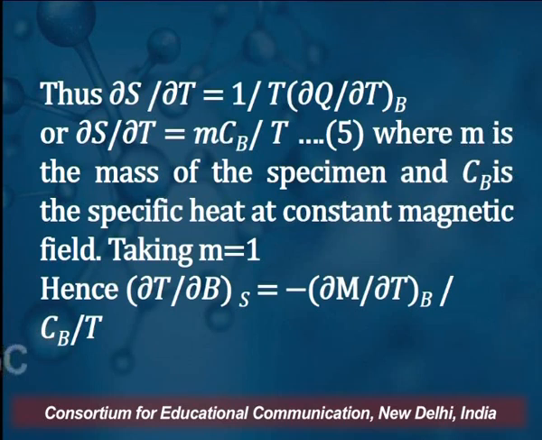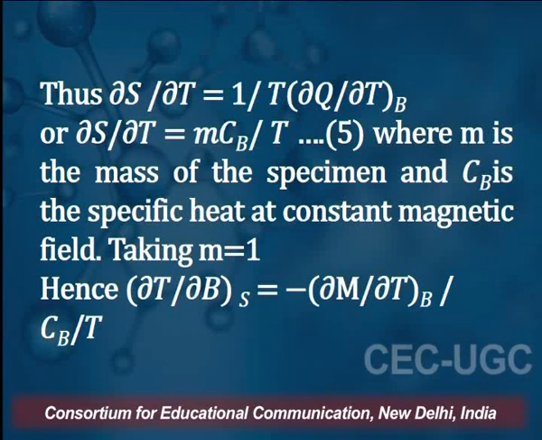Thus, we have delta S by delta T is equal to 1 by T delta Q by delta T at constant B, or delta S by delta T is equal to M into Cb by T, where M is the mass of the specimen and Cb is the specific heat at constant magnetic field. We have used the same notations as we had done in the case for specific heats at constant volume and constant pressure, that is for Cv and Cb.